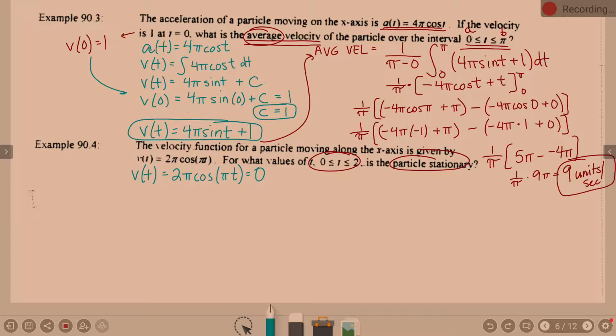Now, if we have 2 pi cosine of pi t, we can split that, right, into 2 pi and cosine of pi t? You don't want to split it, because 2 pi is just a number. 2 pi is not a variable. So if 2 pi is just a number, how do we get rid of that number? Just divide it. If you divide by 2 pi on the left, it cancels. If you divide by 2 pi on the right, 0 divided by 2 pi is 0. So really the equation we're thinking about is cosine of pi t equals 0.